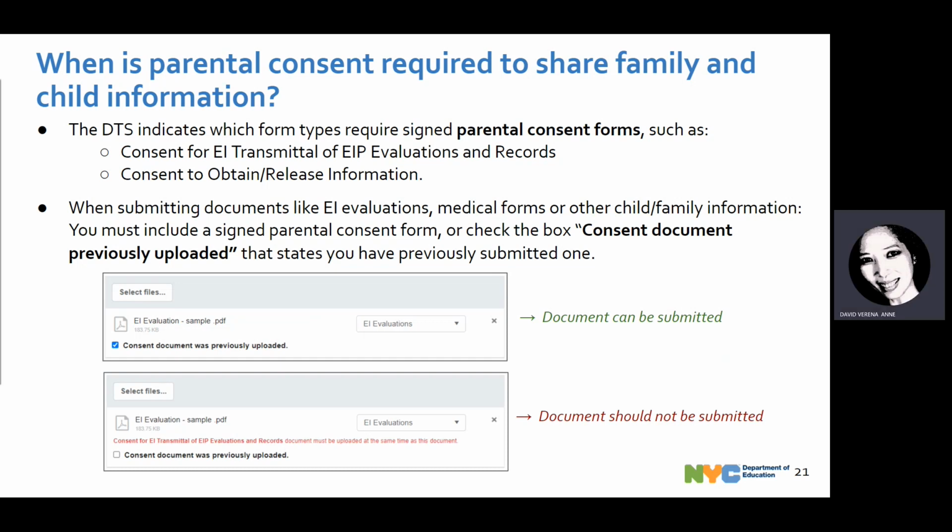The DTS indicates which form types require signed parental consent forms, such as the consent for EI transmittal for EI evaluations and records, and the consent to obtain release information. When submitting documents like EI evaluations, medical forms, or other child and family information, you must include a signed parental consent form or check the box consent document previously uploaded that states that you have previously submitted one.